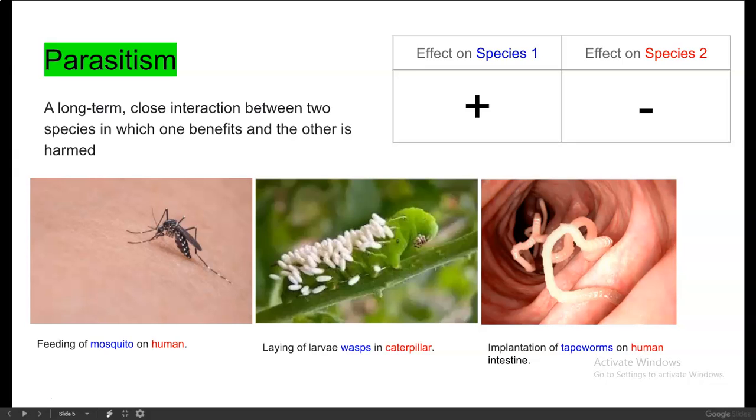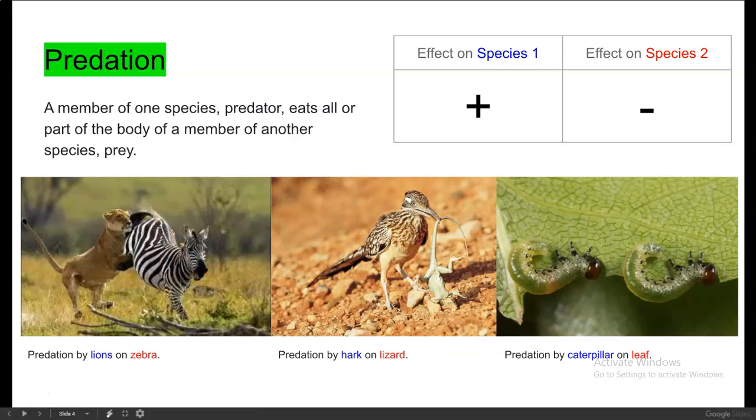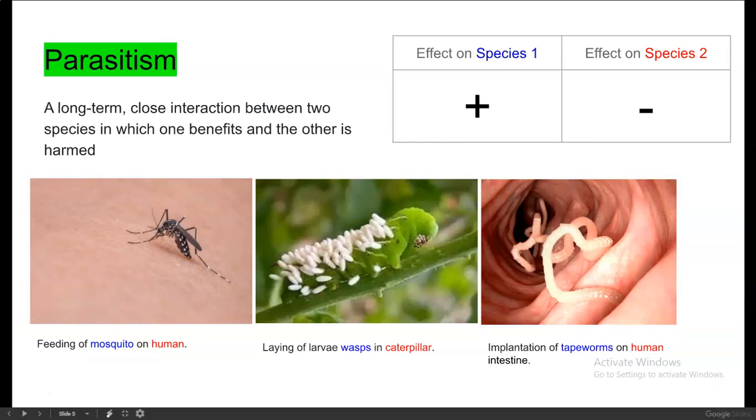Parasitism is also plus-minus. It's a long-term close interaction between two species in which one benefits and the other is harmed. Parasitism is similar to predation in that they're both plus-minus. One species benefits, the other species is harmed or doesn't benefit. But the difference between the two is that with parasitism, usually the parasite isn't killing its host, like the predator would kill its prey. If the parasite kills its host, then it's run out of a source of nutrition. Though sometimes parasites will have multiple hosts and they won't be anchored down to one host.